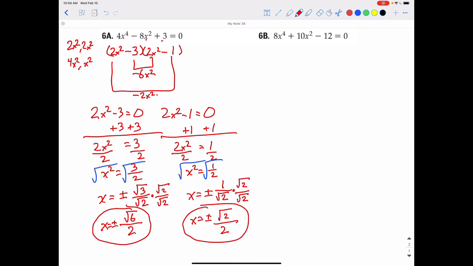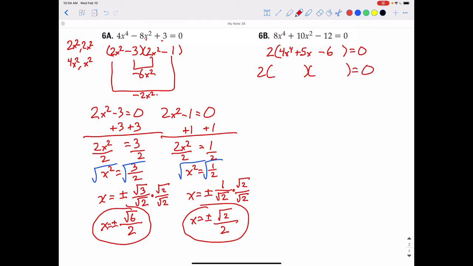So let's try 6b. This one's already ready to be factored because it is set equal to 0 already. So we can take a 2 out of this one. So 2 times what is 8x to the fourth? Well, that would be 4x to the fourth. 2 times what is 10x squared? Well, that would be 5x squared. And 2 times what is negative 12? Well, that would be negative 6. And then we go to a binomial pair.